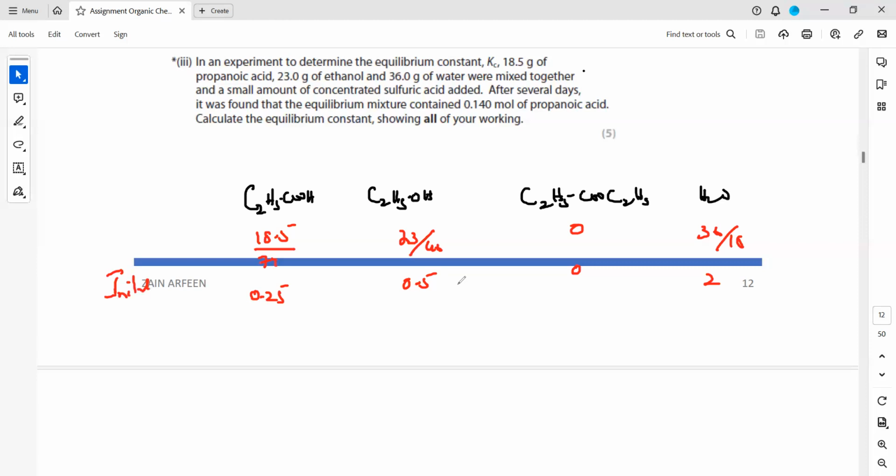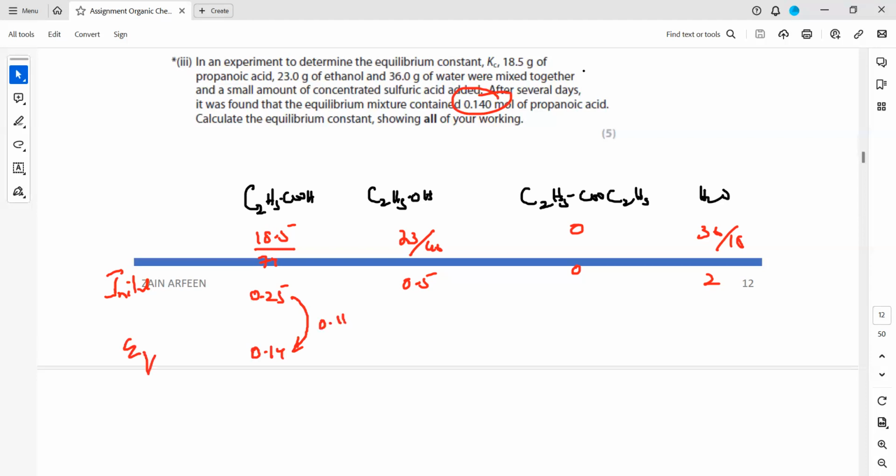But at equilibrium, how many moles were found? We found 0.14 moles of propanoic acid. So 0.14 moles are there at equilibrium. How many moles are used, how many moles have reacted? If 0.14 are found at equilibrium, how many moles are used?